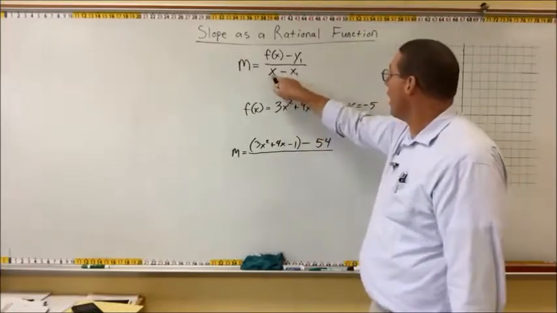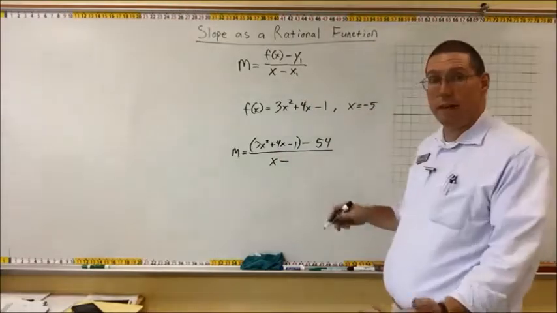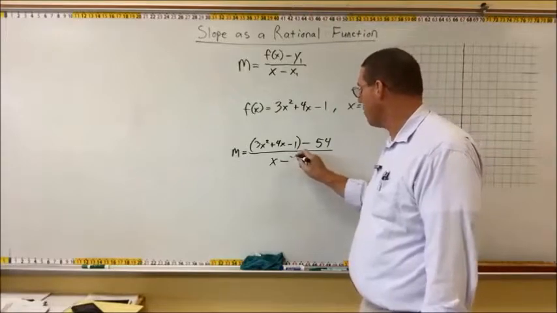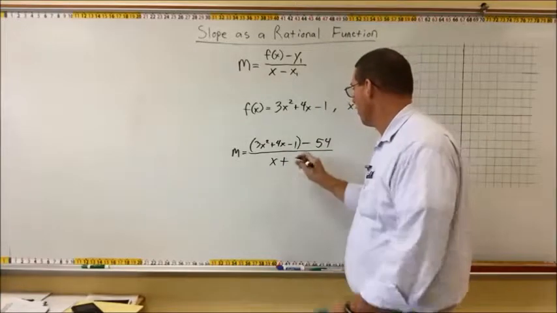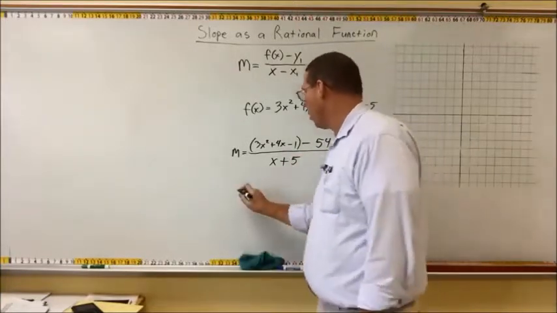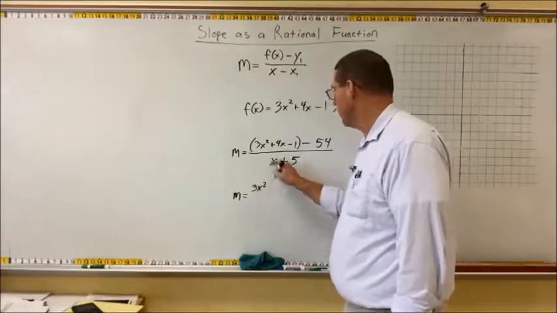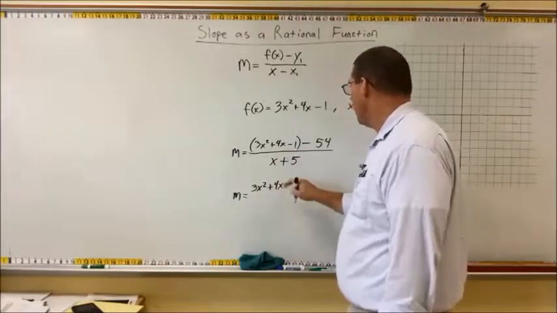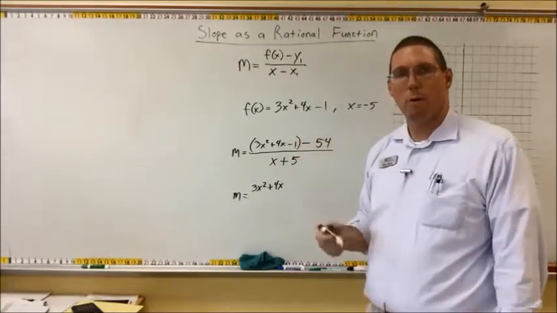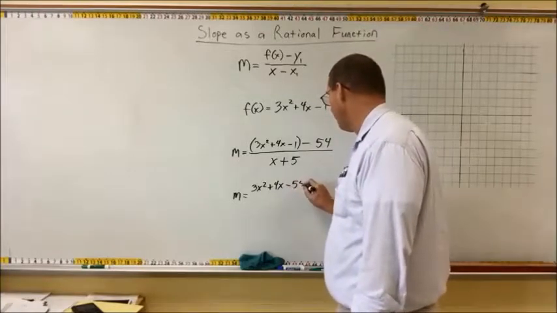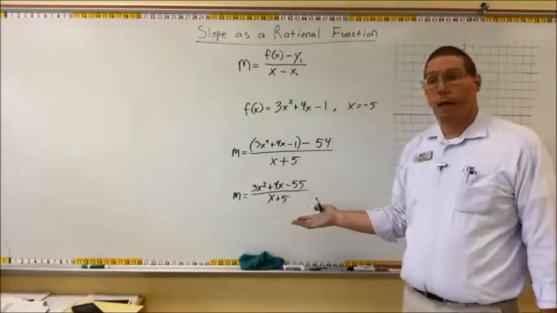All right. Over x minus negative 5, right? Because x1, the x we gave you, is negative 5. So x minus negative 5, isn't that the same thing as x plus 5? So I'll have over x plus 5. And so our answer would be m is equal to 3x squared plus 4x. Then I have minus 1 minus 54. I got to combine those. What's negative 1 minus 54? That's negative 55, right? So I have negative 55 all over x plus 5. And you're done. And this would be correct.